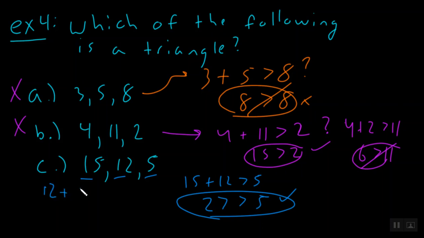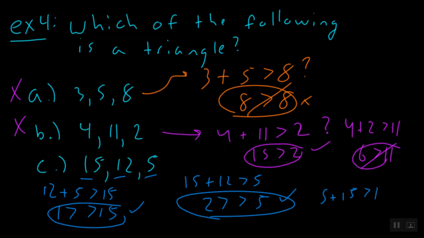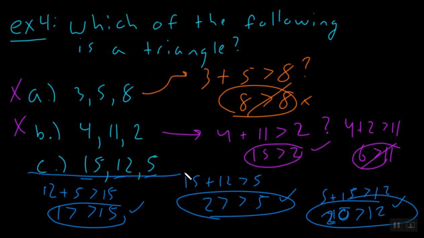What about 12 plus 5? Is that greater than 15? 12 plus 5 is 17. 17 is greater than 15. Yeah, that checks out. And lastly, what are we missing here? Oh yes, let's do 5 plus 15. Is that greater than 12? Well, 5 plus 15 is 17. Oh, wait. 5 plus 15 is 20. Sorry, y'all can tell I haven't had my coffee this morning. And we know that 20 is greater than 12. And so check it out. Boom, done. Our answer is C.